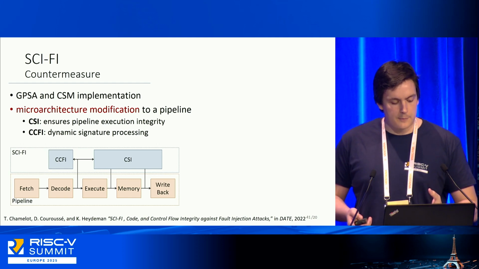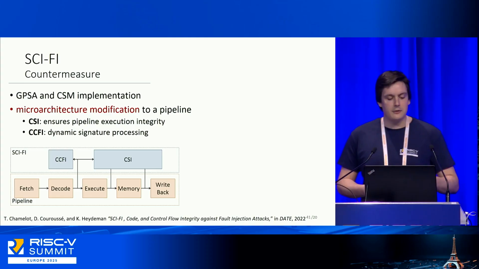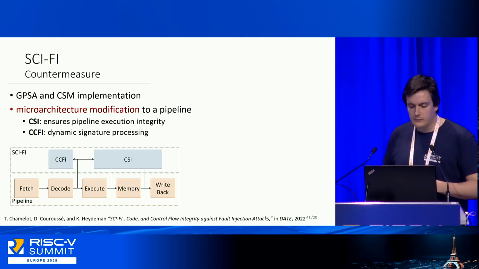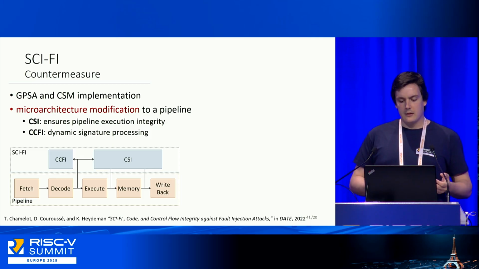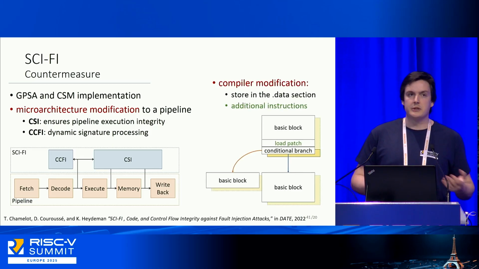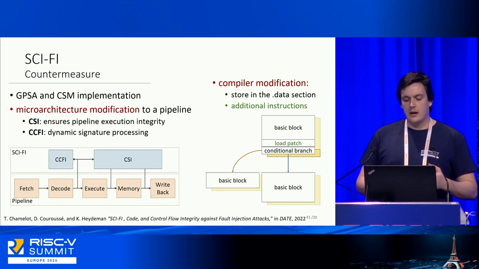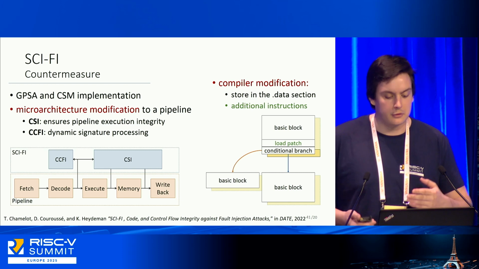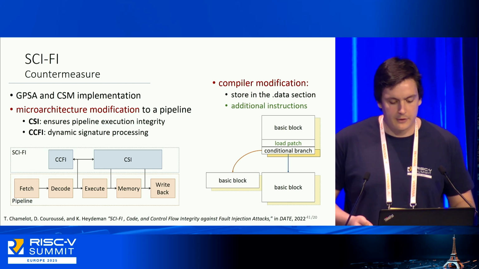All the control signals leaving the decode stage are encoded into a dynamic signature and are duplicated to detect faults in the later stages of the pipeline. They also need a compiler to generate the signatures and add some instructions to access the signature, the references and patches in the memory of the program.